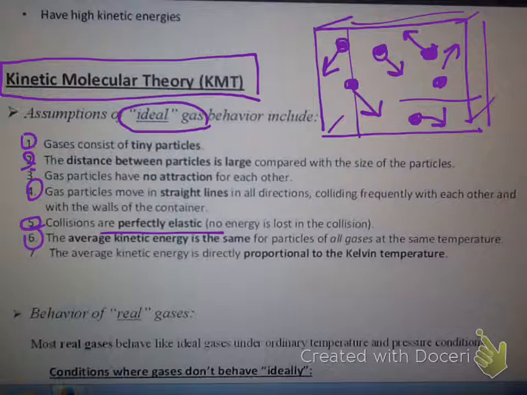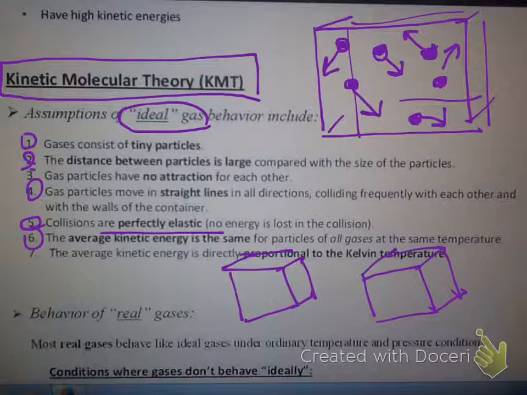The sixth part of the theory says that the average kinetic energy is the same for particles of all gases at the same temperature. The average kinetic energy is the same for all particles of all gases at the same temperature. What in the world does that mean? Well, let's do an example here. Let's say that I have two containers here.